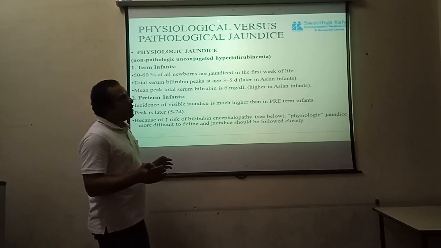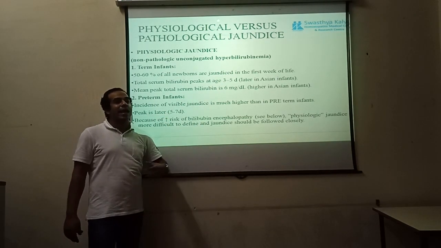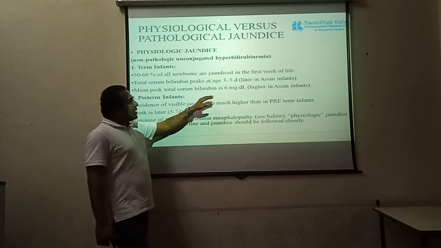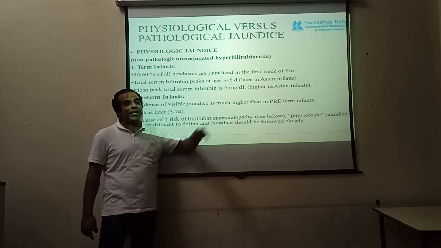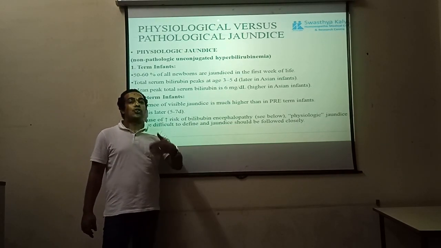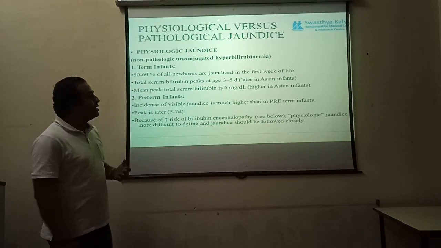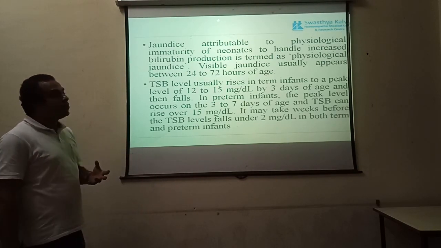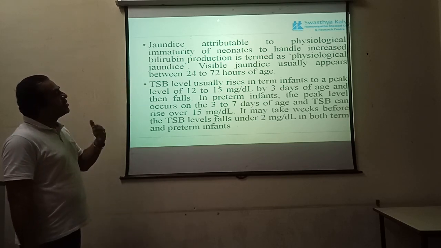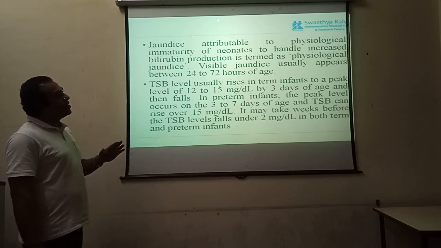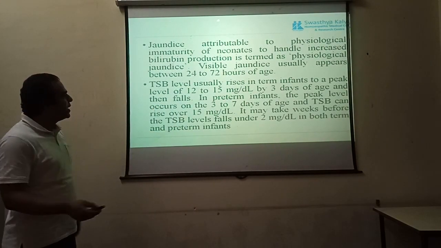So, one gets this feeling that if it's inevitable that it will occur in the children, can we leave it unattended? Because there is a very fine line marking where the normal levels of 6 milligrams or approximately close to it would cross and become the pathological value where it can cause encephalopathy or damage to the brain. Jaundice is attributed to the physiological immaturity of neonates to handle increased bilirubin production in terms of physiological jaundice. Visible jaundice usually appears between 24 to 72 hours of age, that is somewhere around the 3rd to 4th day of life.